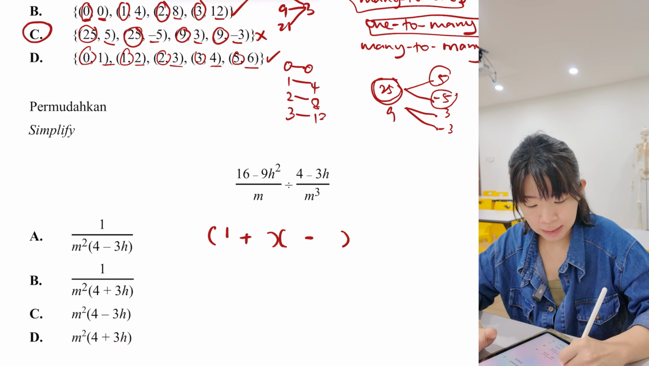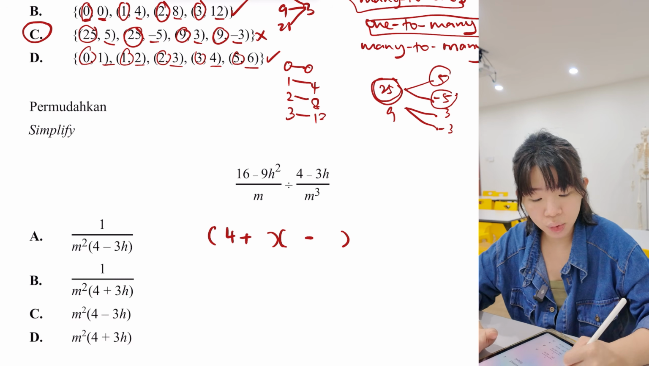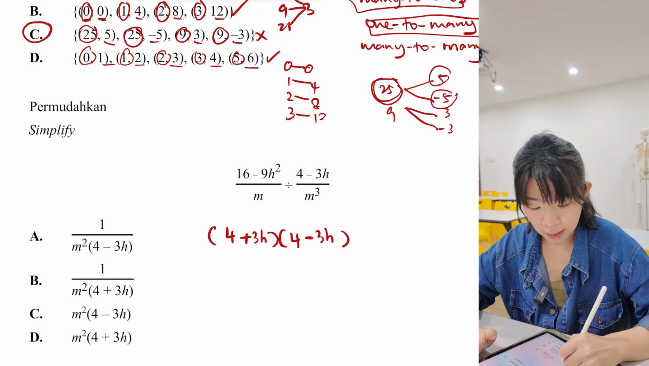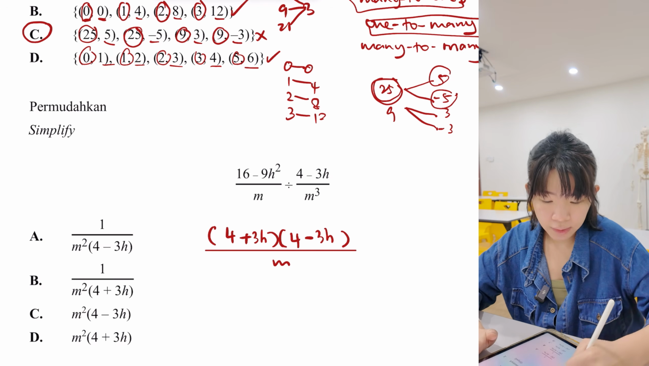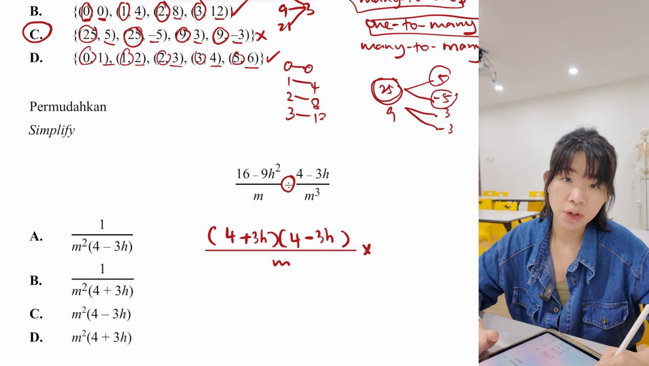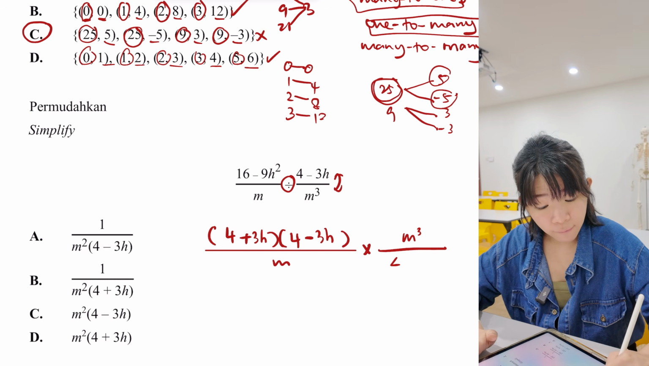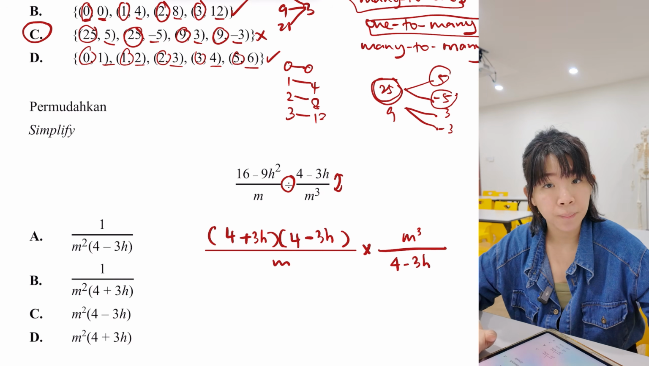So 16, we can make it 4. 9h square is actually 3h. So 4 and then 3h. Factorize. Okay, over m. So when you see divide, we change to times, so we need to terbalikkan. So we put the m cube on top and 4 minus 3h at the bottom.